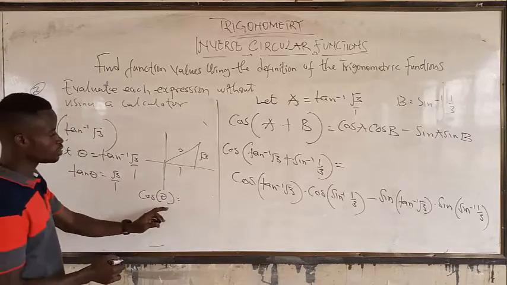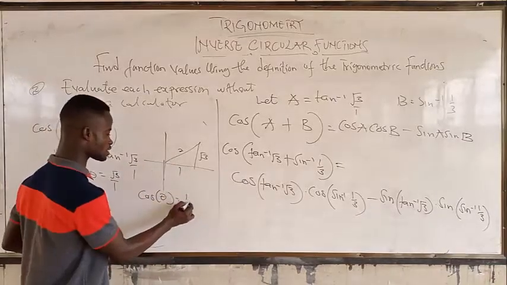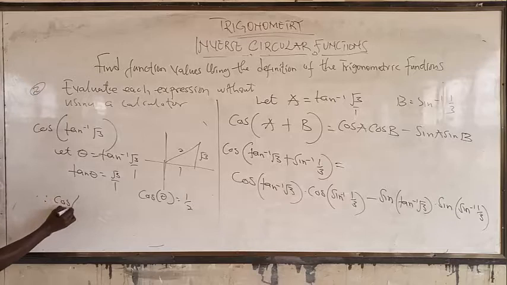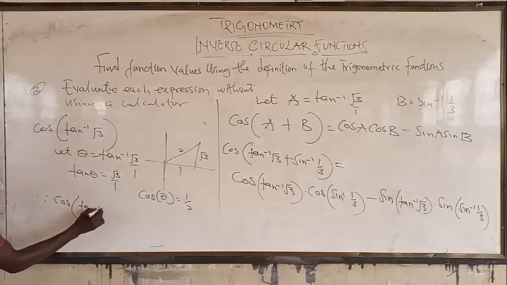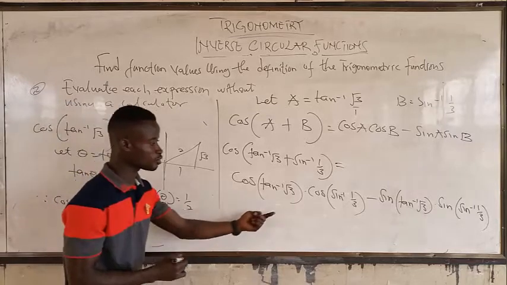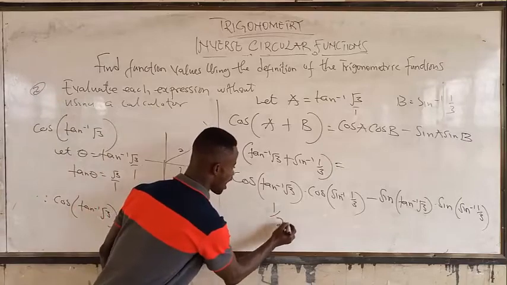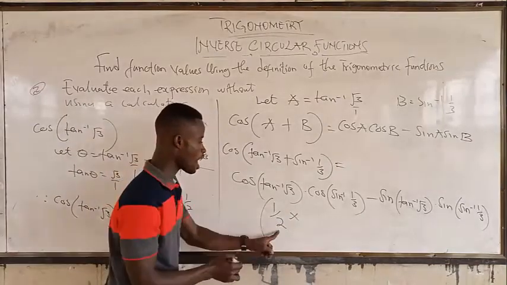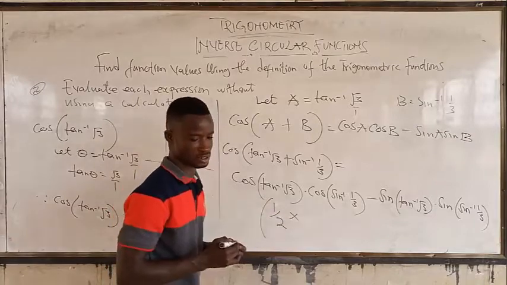And that's going to be S over R. So that is half. Therefore, we conclude that cos of tan inverse of square root of 3 will be equal to half. Then you come to this side, you write half times. I hope it's clear. Very good. So half times. Now we go for this.